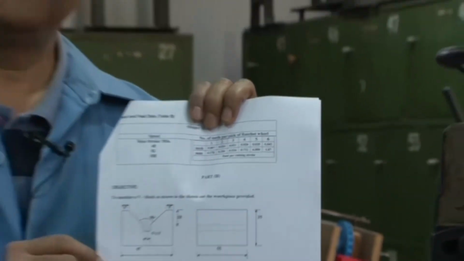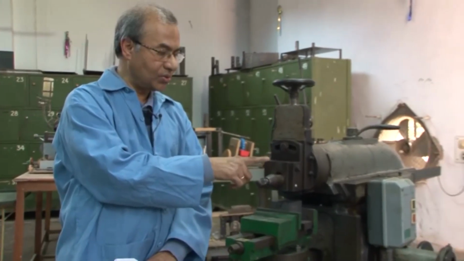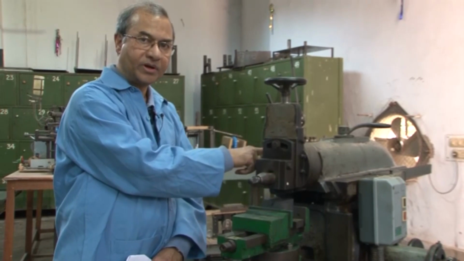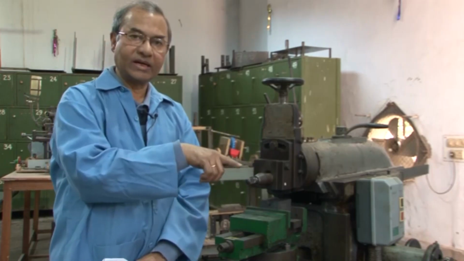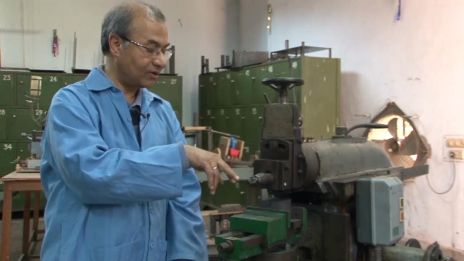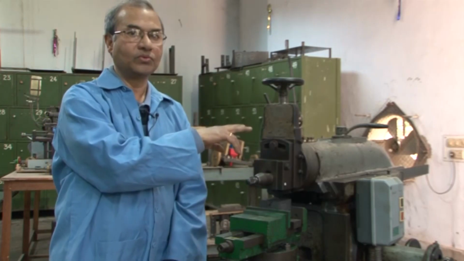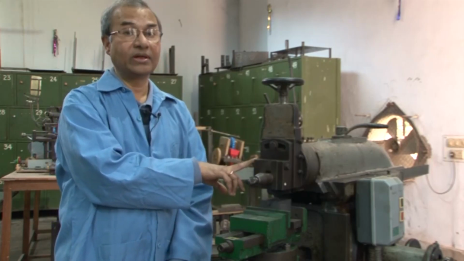So, the basic difference between shaping and planing is in the quick return mechanism, because in case of planing, normally bigger surfaces are produced. However, the kind of surfaces that we produce in shaping remains the same as in planing. Now, in shaping, the tool reciprocates. The tool is connected to the arm here, and this reciprocates to and fro. One cycle consists of going forward and going backward, and this is called the stroke.